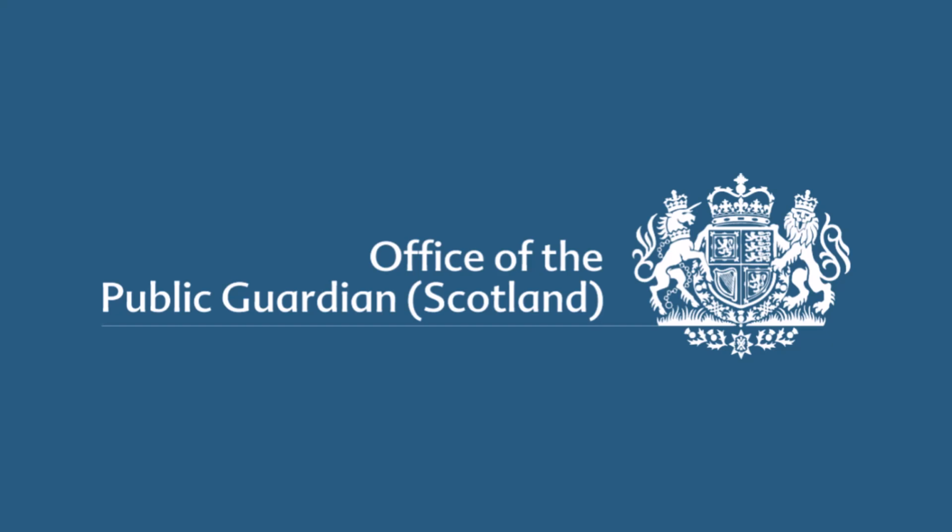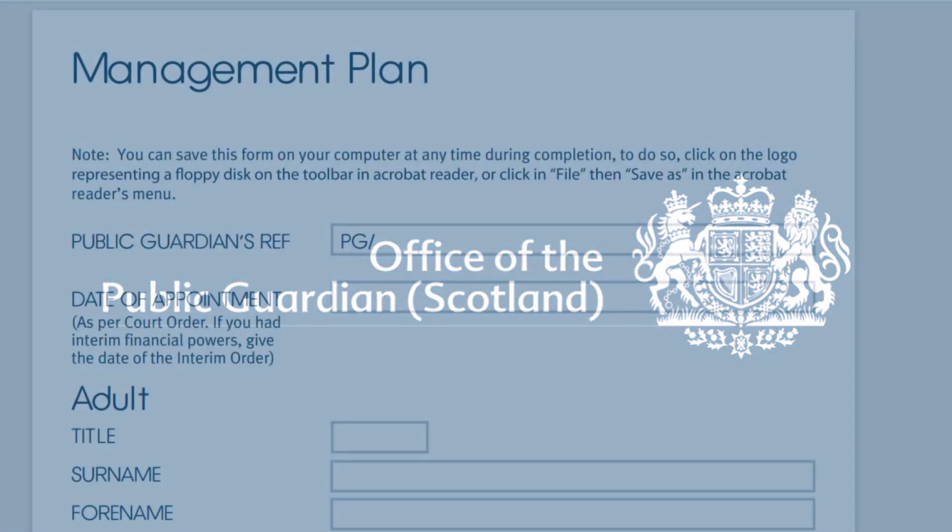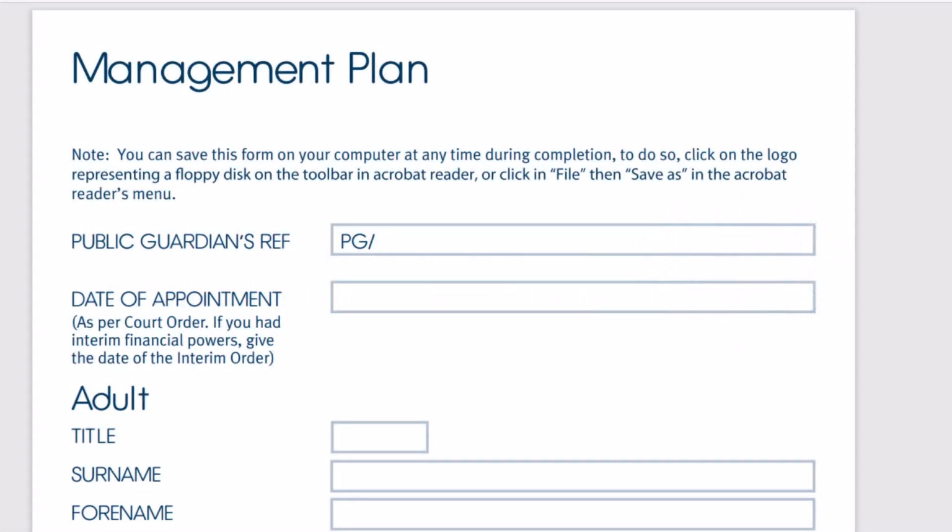In this video, we'll explain how to complete the management plan form. On the first page of the management plan form, enter the reference number for the guardianship. You'll find this on any of the letters we've sent you. In the date of appointment field, enter the date you were appointed as guardian. You'll find this on our letters and also on your certificate of appointment.